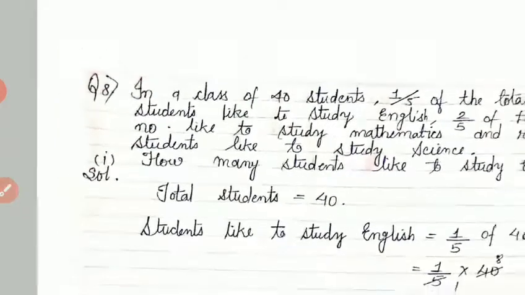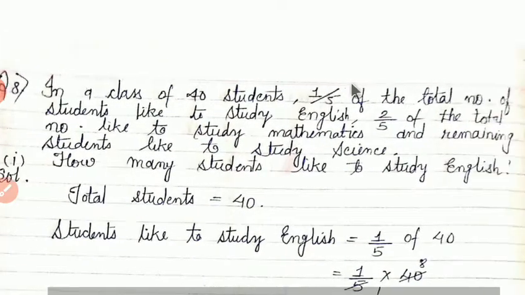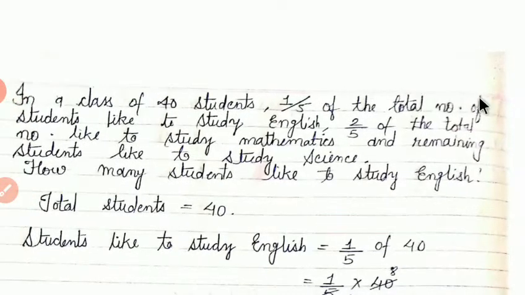Now the last question of our exercise, question number 8. In a class of 40 students, 1 by 5 of the total number of students like to study English, 2 by 5 of the total number like to study mathematics, and the remaining students like to study science. How many students like to study English?